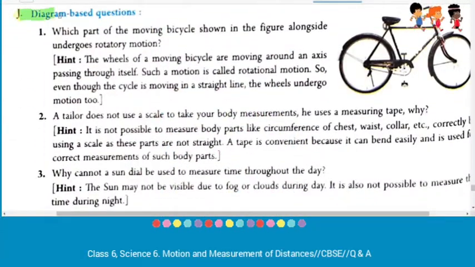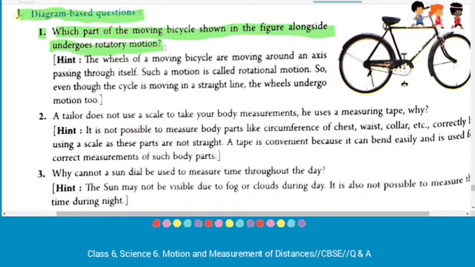Section J, diagram based questions. First one, which part of the moving bicycle shown in the figure alongside undergoes rotary motion? Here hint is also given. The wheels of a moving bicycle are moving around on an axis passing through itself. Such a motion is called rotational motion. So even though the cycle is moving in a straight line, the wheels undergo rotary motion too.